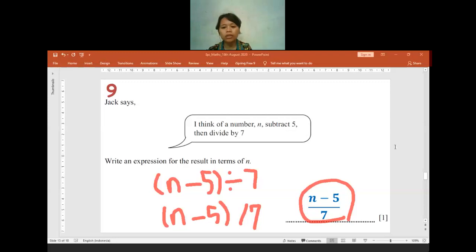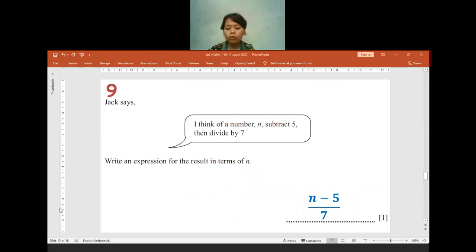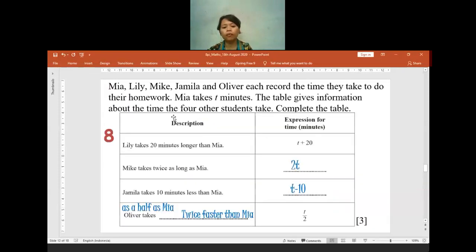Is there anyone having any questions so far for the question 9? No? Hugo, is it clear? No, okay. If you have no question, I will go back to the question 8. For the question 8 in here, maybe some of you are confused.